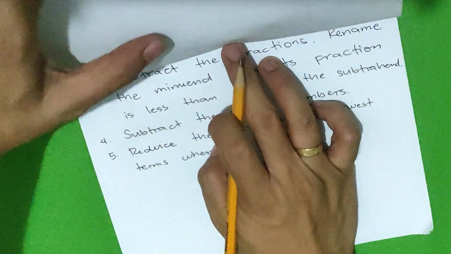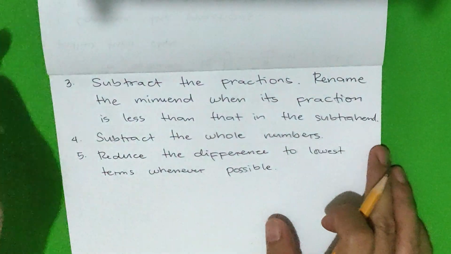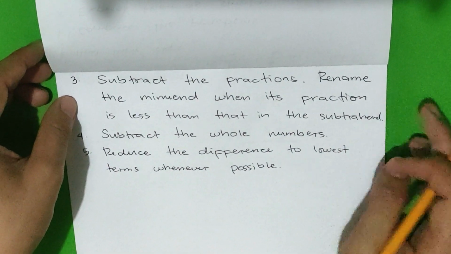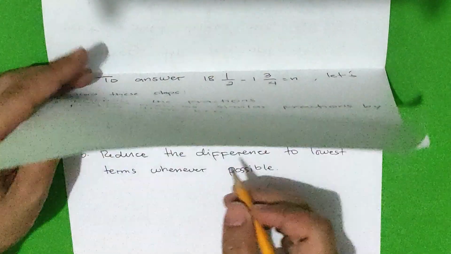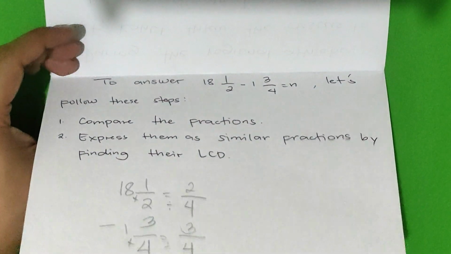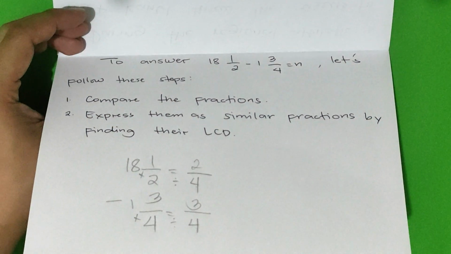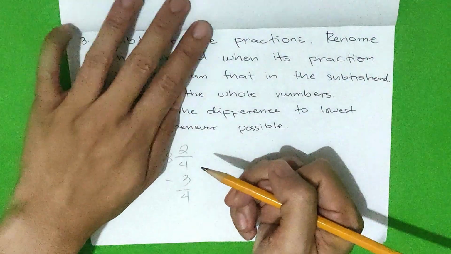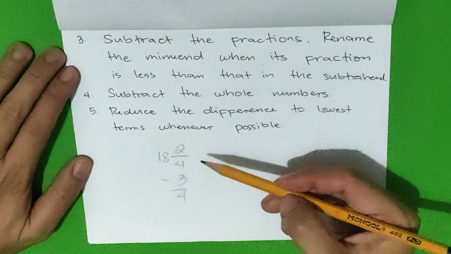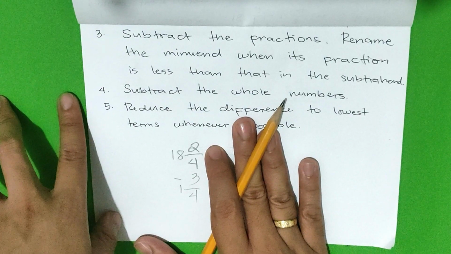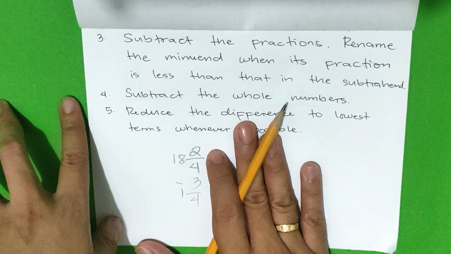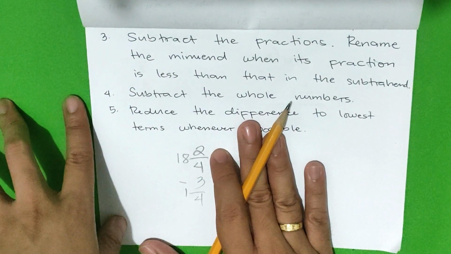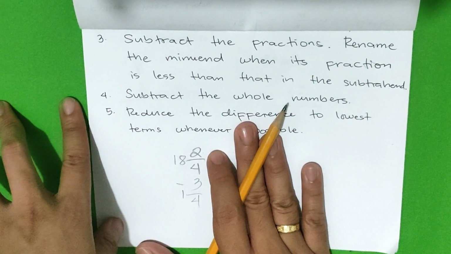Step 3. Subtract the fractions. Rename the minuend when its fraction is less than that in the subtrahend. So, 2/4 minus 3/4, or 18 and 2/4 minus 3/4. The third step is subtract the fractions. Rename the minuend when its fraction is less than that in the subtrahend.